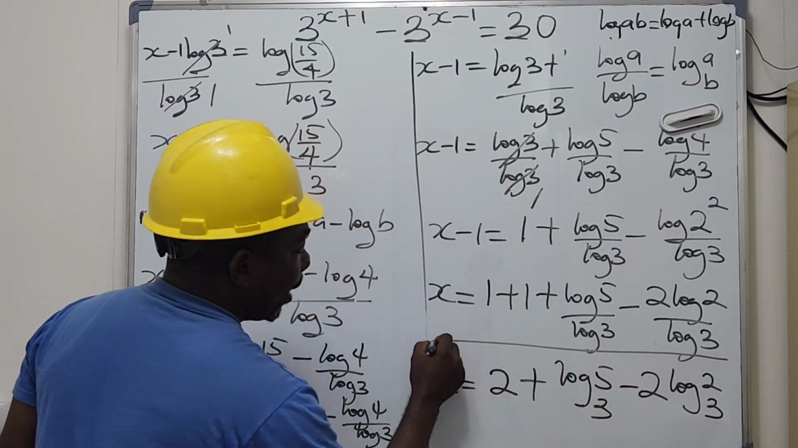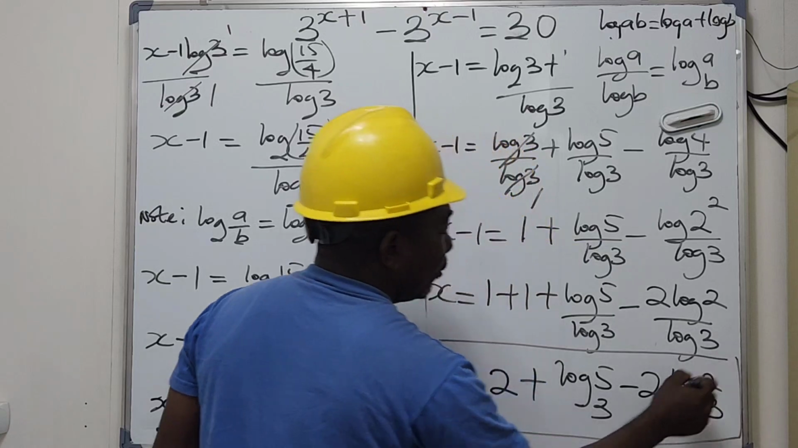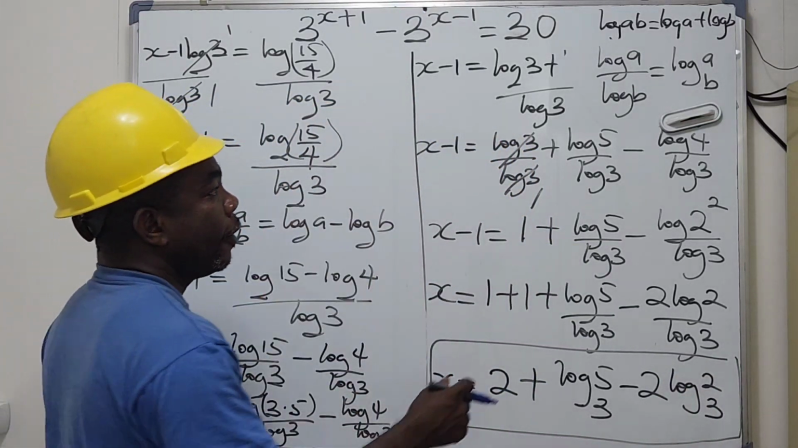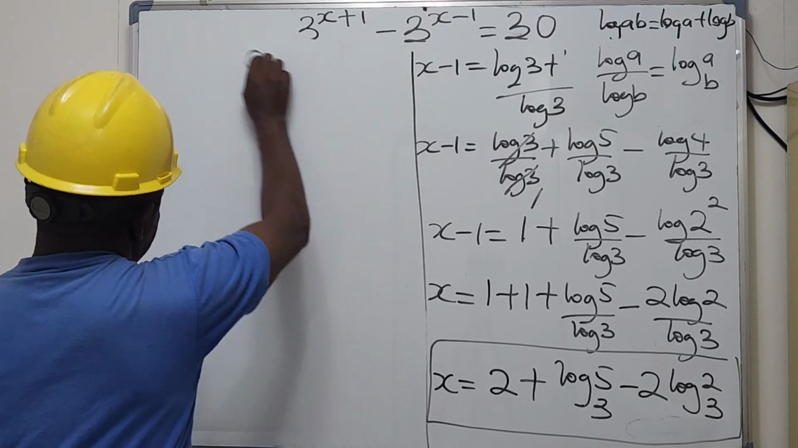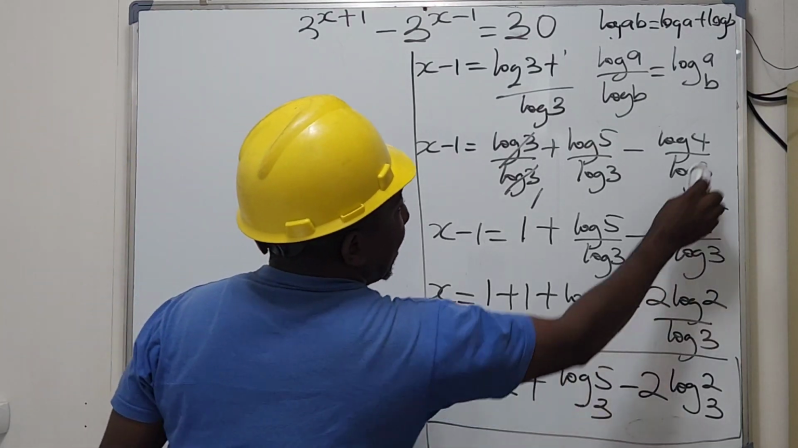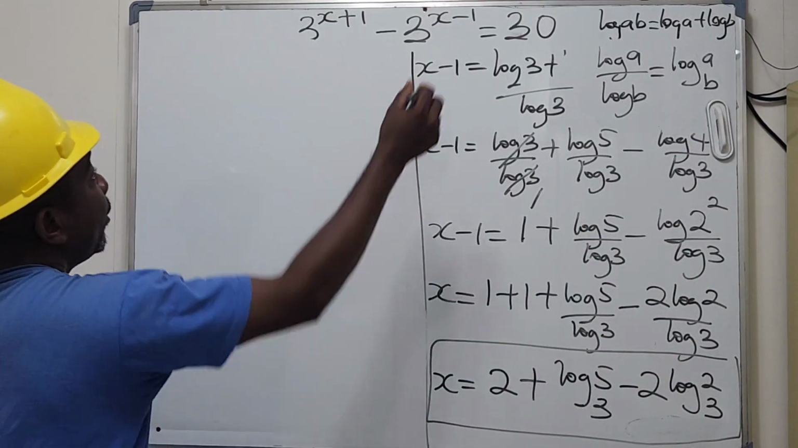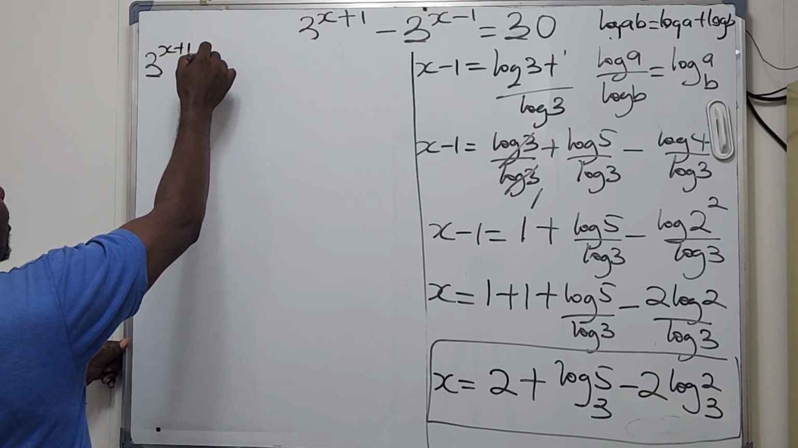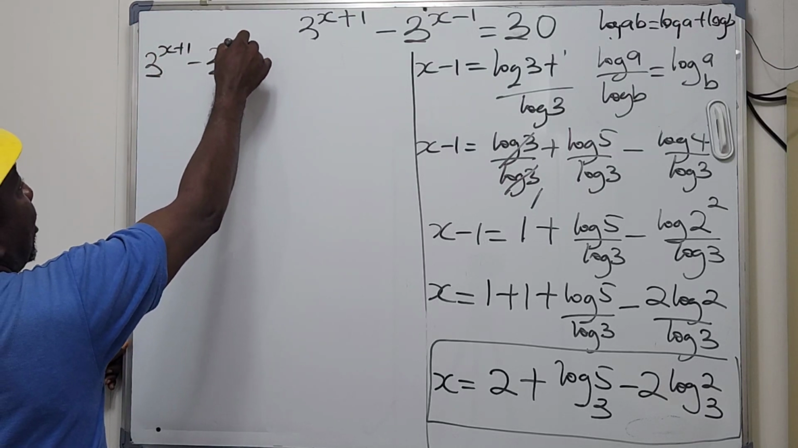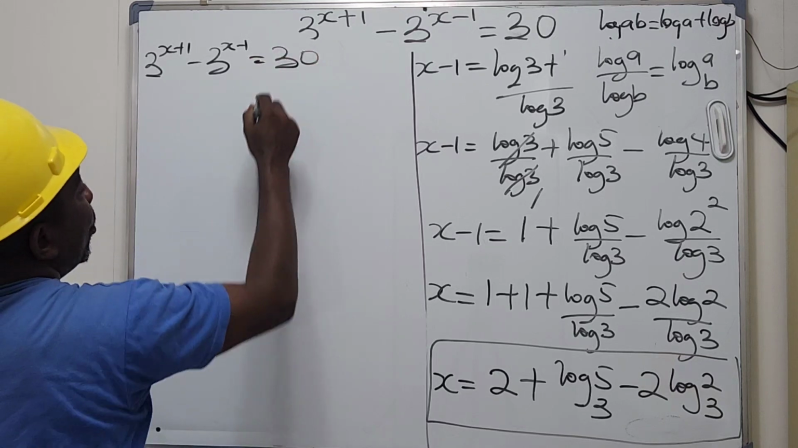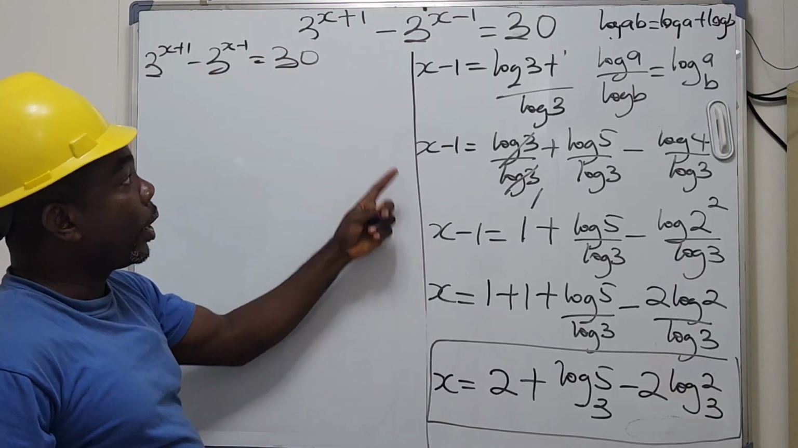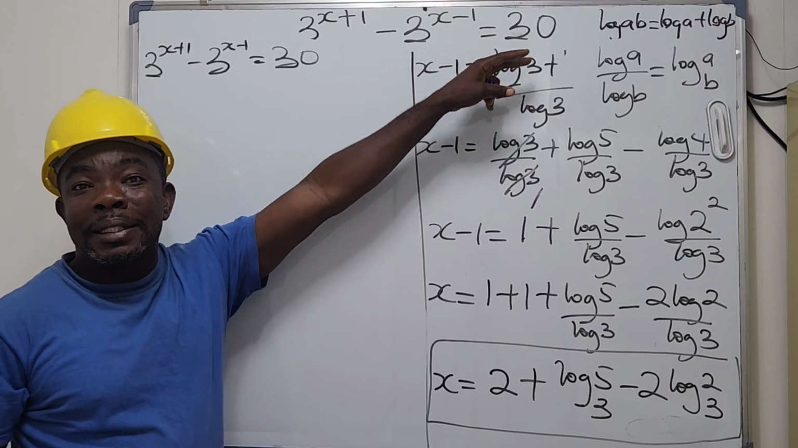So this is the value of x that we have and it satisfies this equation. But we will do a little check for us to see whether that value of x satisfies that equation. So we are given our equation as 3 to the power of x plus 1 minus 3 to the power of x minus 1 equals 30. When we substitute the value of x in this situation, we'll see whether we have the sum as 30.